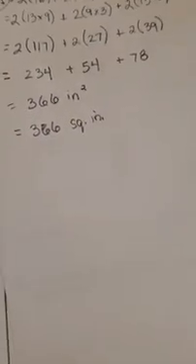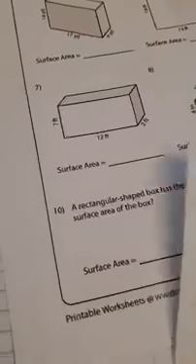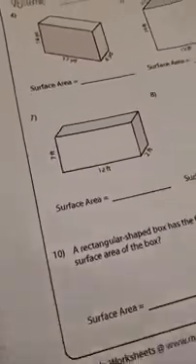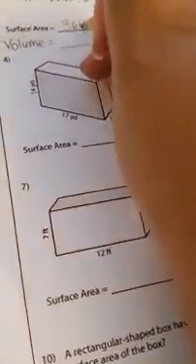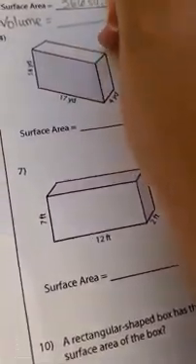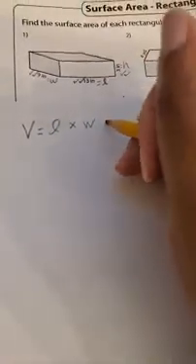Okay, so now I want to show you guys volume. Okay, let me put that answer in. 366 square inches. So now let's talk about the new topic we just learned. Okay, it's volume. Volume equals the length times the width times the height. Very simple. We're multiplying all 3 dimensions.